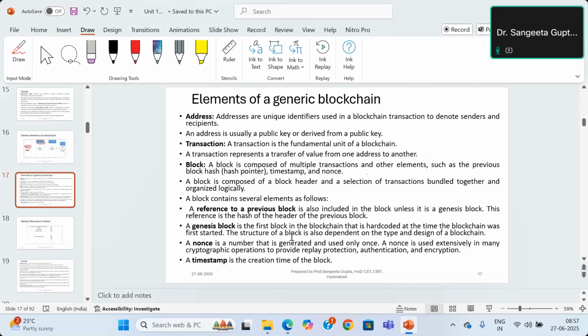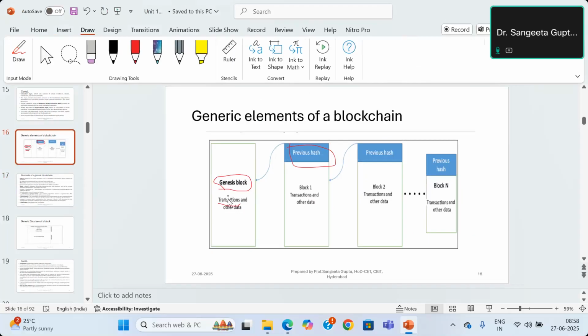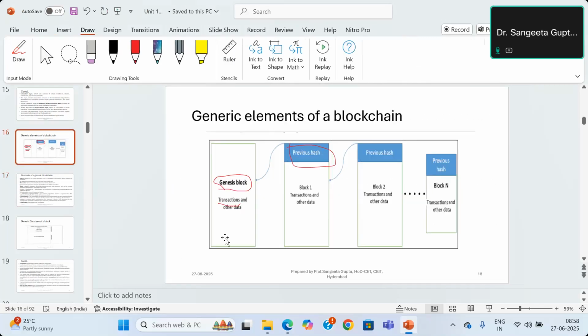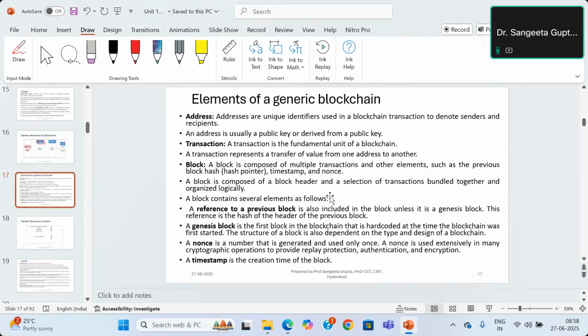To understand better the various elements of a block, as we have discussed, a Genesis block is the first block of the blockchain, and it is hard coded when the blockchain was first created or started. The structure of a block is also dependent on the type and design of a block, and every block except the Genesis block also includes a reference to the previous block. That is because the Genesis block is the first block, it does not have any other blocks before it. So this block does not have the previous block hash as an element. All the other blocks have that particular element. And the timestamp is another important aspect which is associated with every block during its creation.